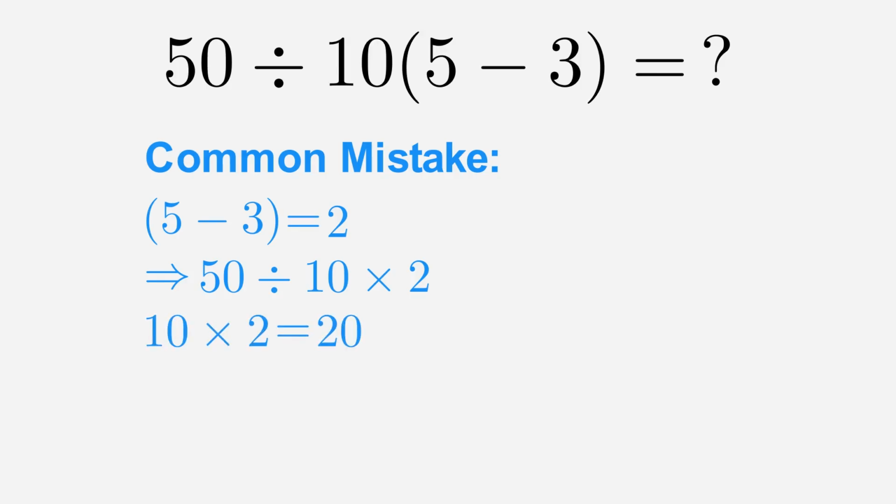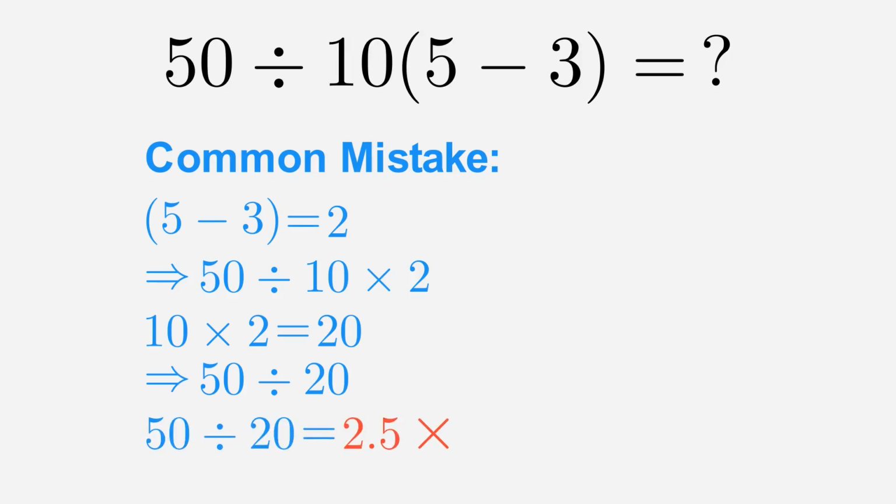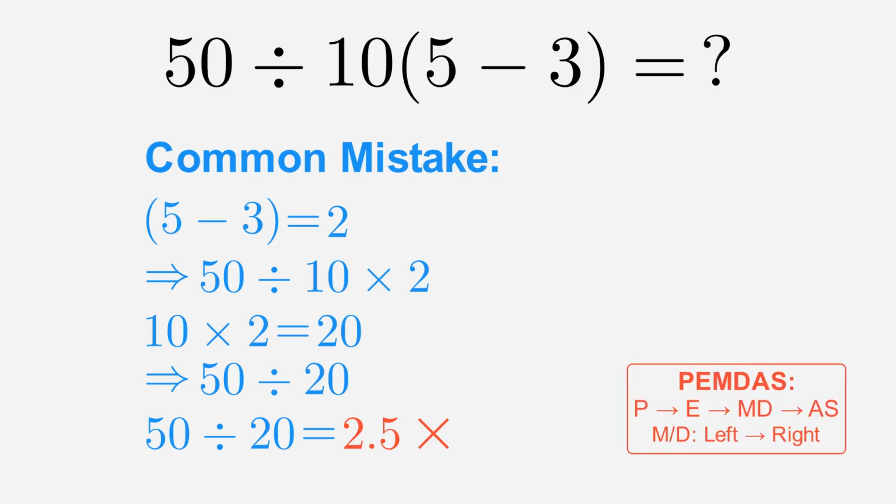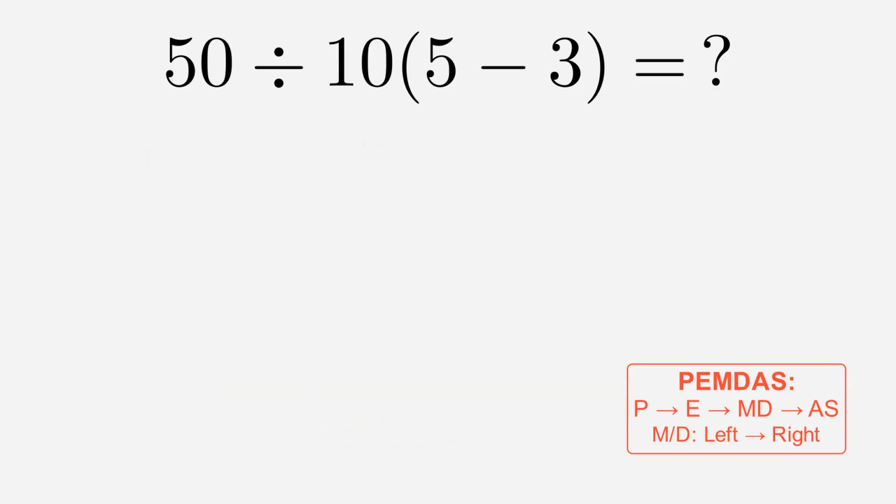Most people bunch that together and say 10 times 2 is 20, so 50 divided by 20 is 2.5. Sounds logical, right? Wrong. That's not how this works. Once you solve the parentheses, the 10 doesn't belong to the 2. You've got division and multiplication sitting side by side, which means they're equal in priority, so you go left to right. Let's do this correctly.